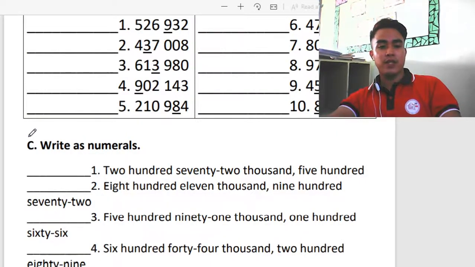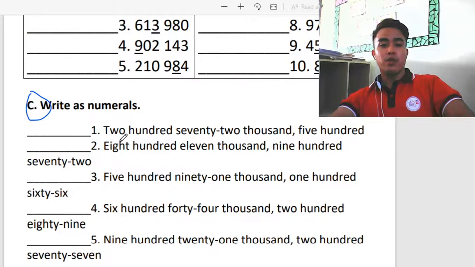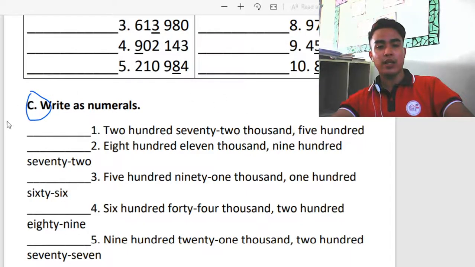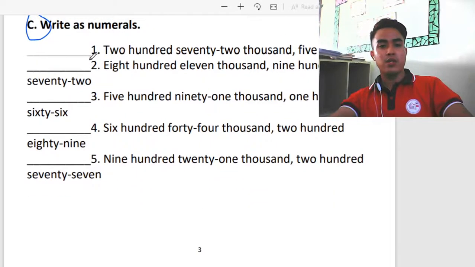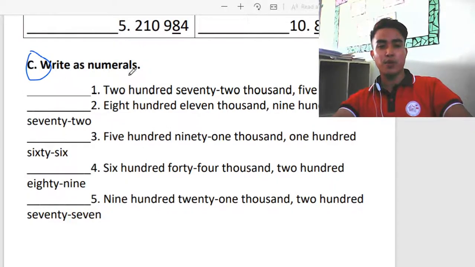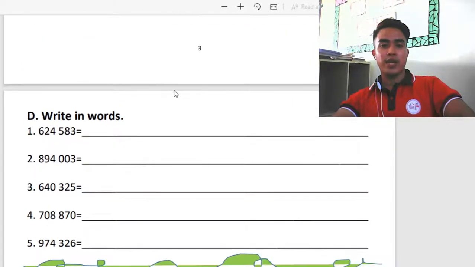Next activity is activity C. Write as numerals. As stated here, you are going to write it as a number or numeral. For example, here, 272,500. So you will write it here, 272,500. Just like that. Very easy. Let me first erase this. Okay, it's okay now. You will be the one to answer from 1 up to 5. Just understand the instruction, write as numerals only.